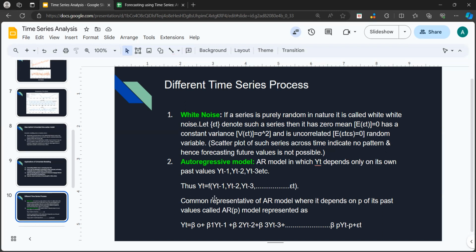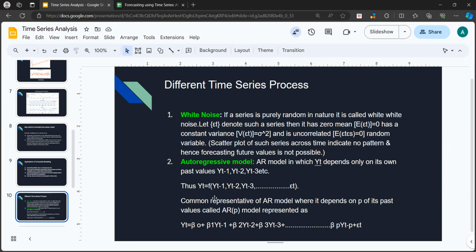Now, the second model is the auto-regressive model. We have some data sets, YT minus one, YT minus two, YT minus three, and so on. So what is the AR model? An AR model is one in which YT depends only on its past values, YT minus one, YT minus two, YT minus three, etc. We will call it an AR(p) process.